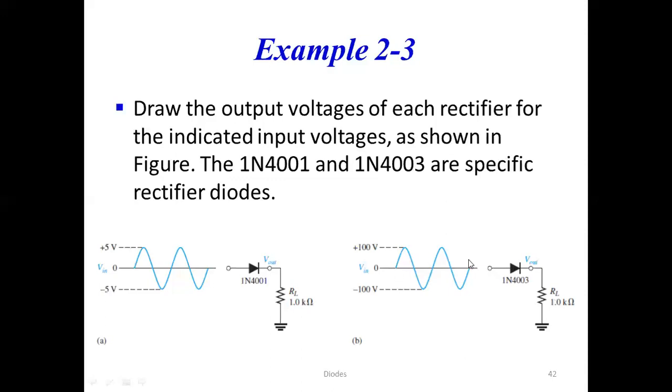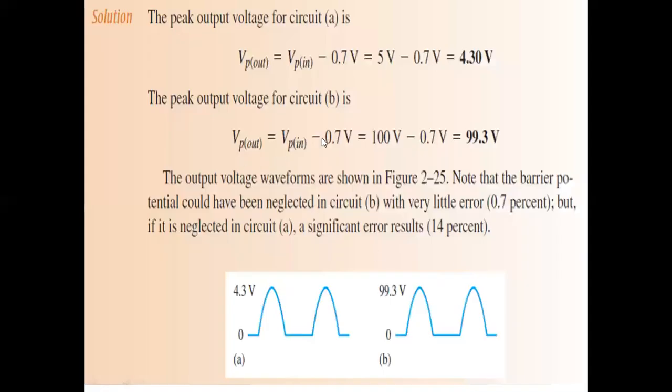So during the positive half cycle, 100 volt minus 0.7 volt, which equals 99.3 volt, will be your output voltage. Both the outputs are shown here in the slide. So you will get output only during the positive half cycle and 0 volt during the negative half cycle.